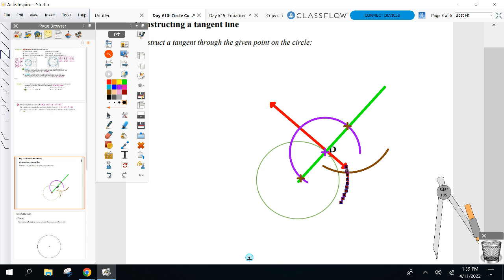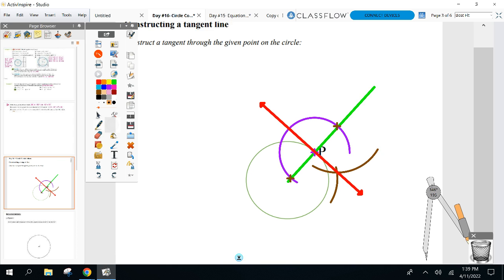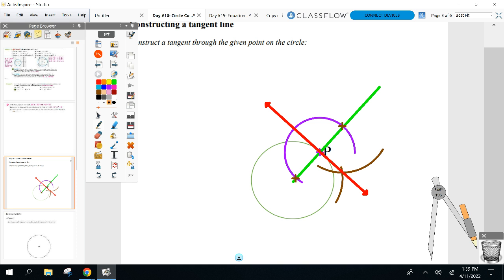Because you are guaranteed that these two are perpendicular, that's got to be a tangent. That's the only time it happens, right? We just did a construction that said, hey, this line is perpendicular to that radius, so that has to be a tangent line. Any questions you guys have?